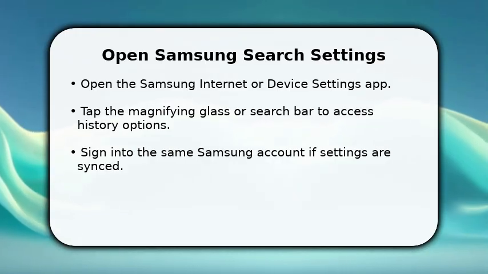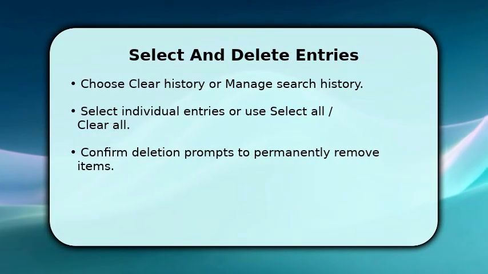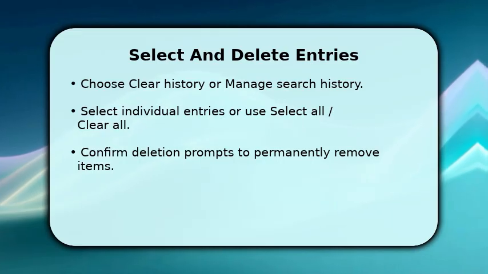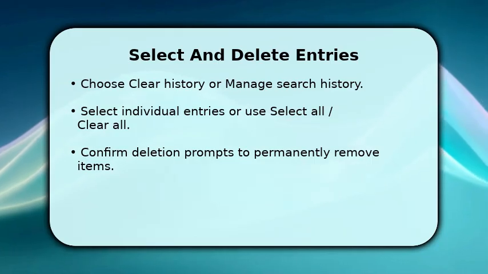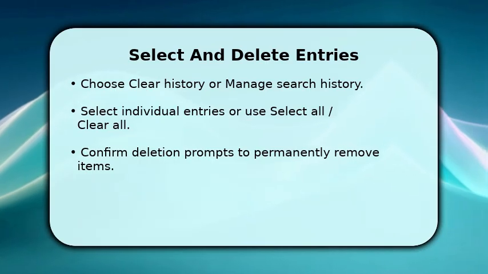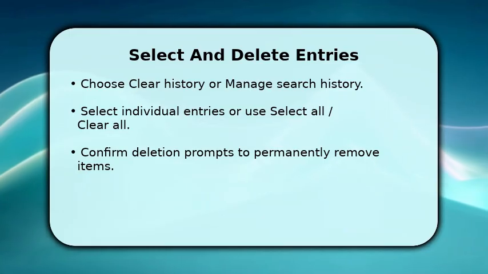This is where deletion options live and where you'll choose what to remove. Now you'll manage the entries. Tap Manage Search History or Clear Browsing Data, then choose between removing individual items or clearing everything. Use checkboxes for multiple selections, and if available, tap Select All to speed things up. Pay attention to options like cached images or autocomplete suggestions. Deselect anything you want to keep.